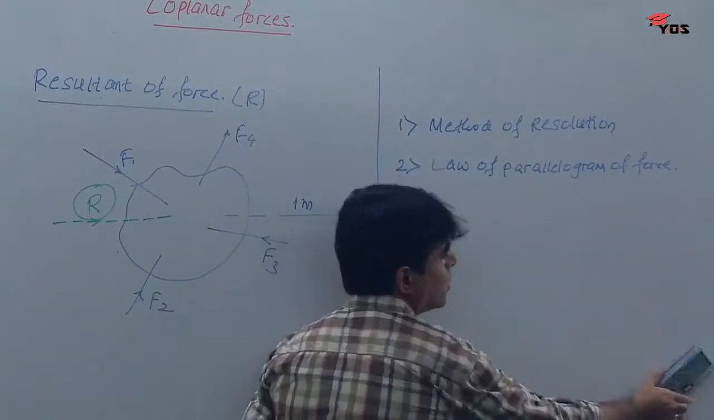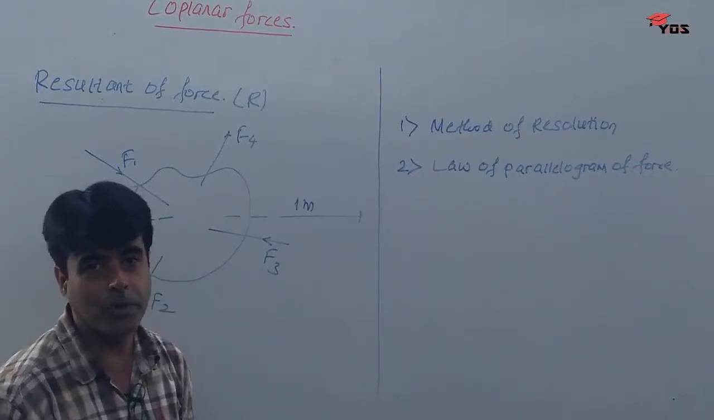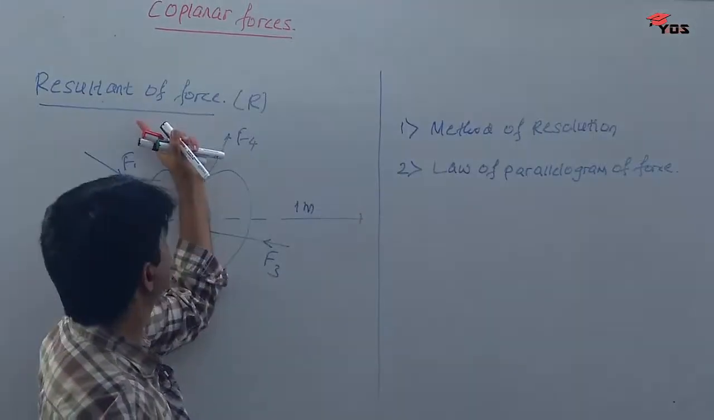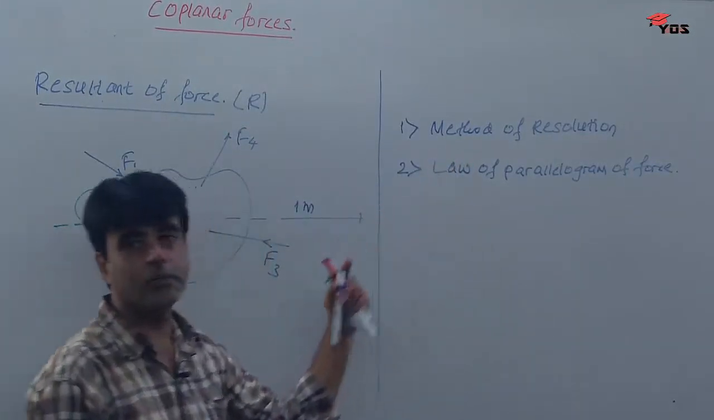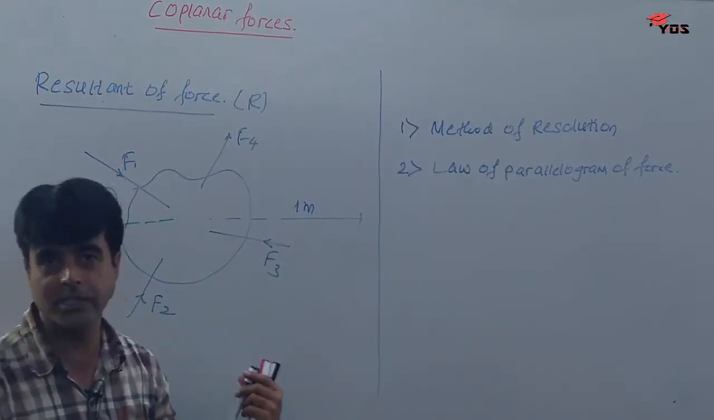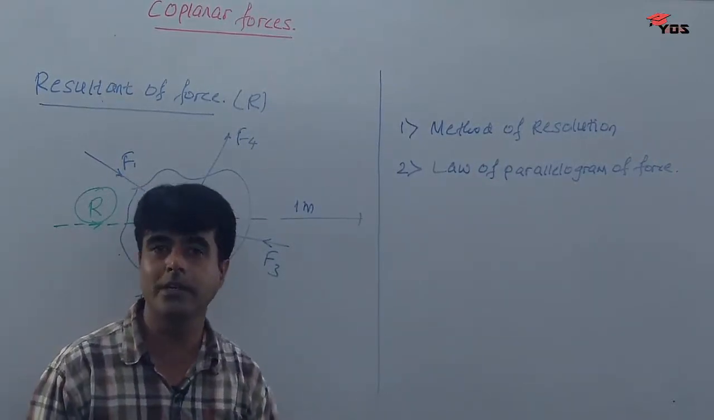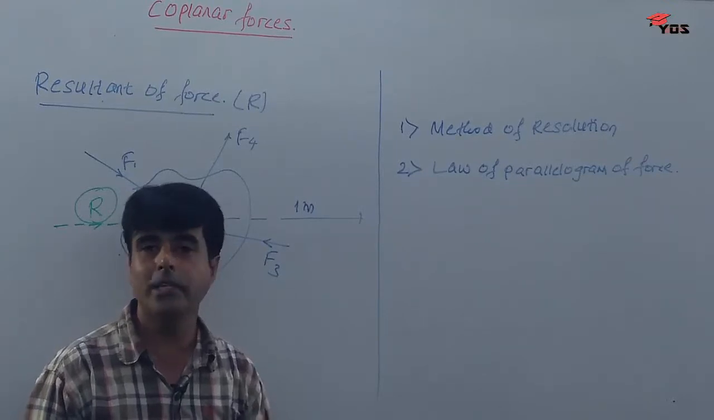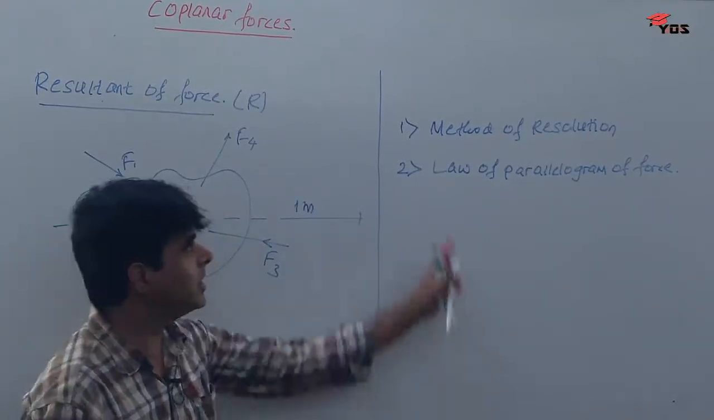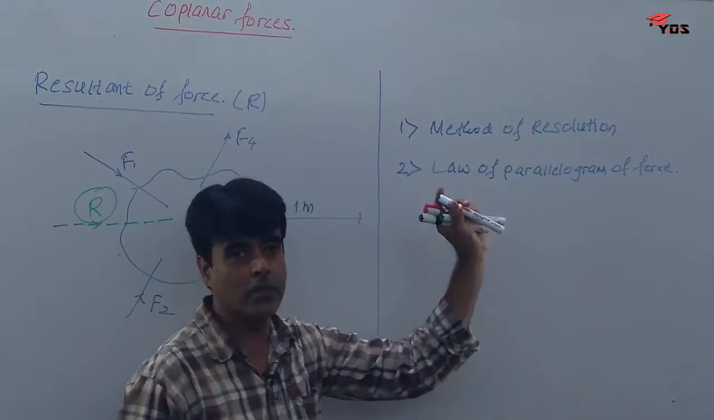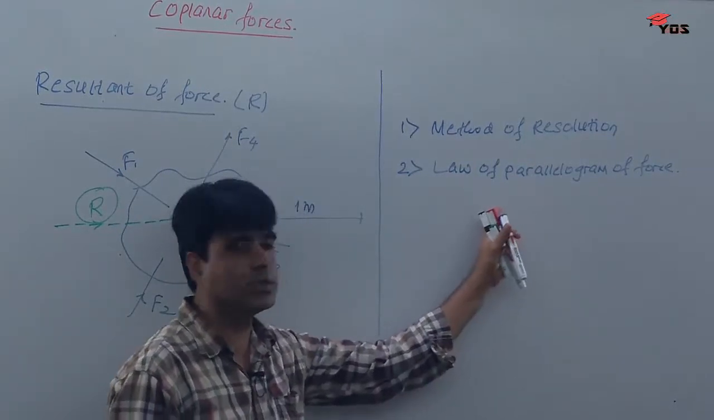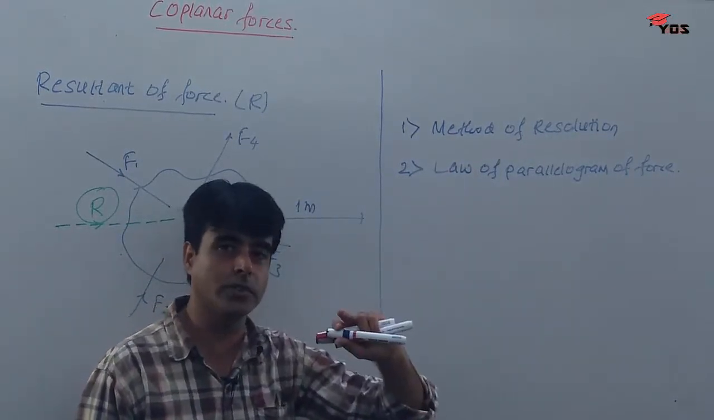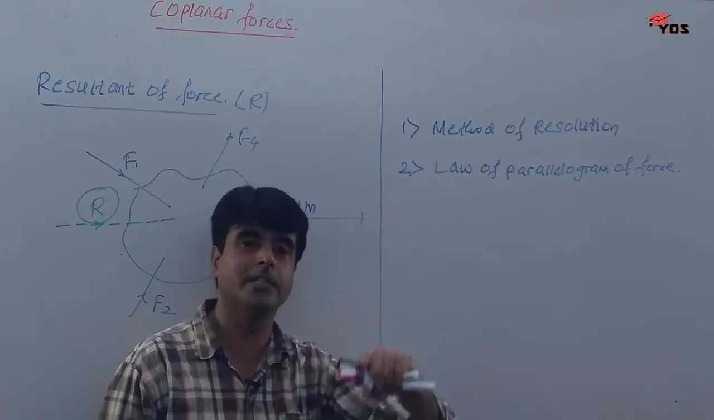Now already you know how to resolve the forces into two perpendicular components. So we are going to find resultant of all the force system, whatever we have discussed just now: concurrent force, non-concurrent forces, parallel forces, and then collinear forces. So by using the first method, that is method of resolution, whereas law of parallelogram of force is applicable for only two forces, and that too they are concurrent, that we will be discussing later on.